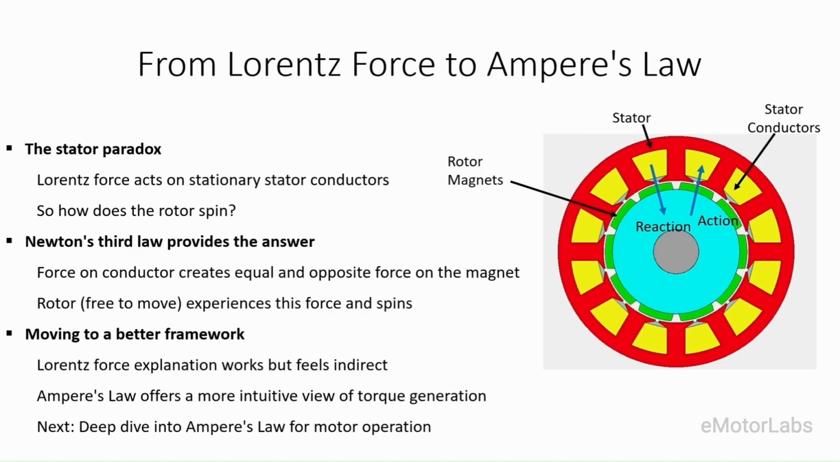The stator is held fixed, but the rotor is free to move, so it spins. However, this explanation can feel indirect and not very intuitive for understanding motor operation. There is actually a much better way to visualize and understand how motors generate torque, and that's through Ampere's law, which will show us how current carrying conductors create magnetic fields and how these fields interact with the permanent magnets to produce rotation. In the upcoming videos, we will explore Ampere's law in detail, and you will see a much clearer and more intuitive picture of torque generation in electrical machines.